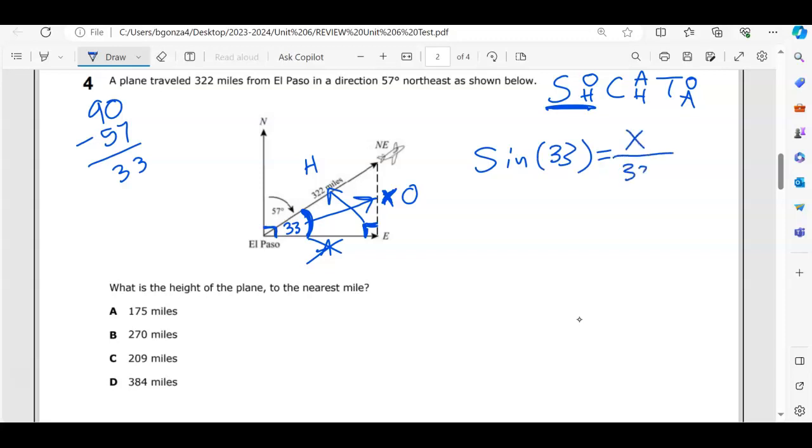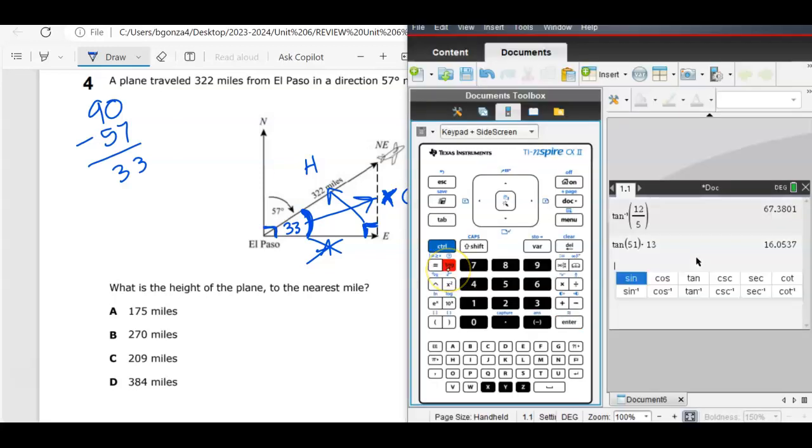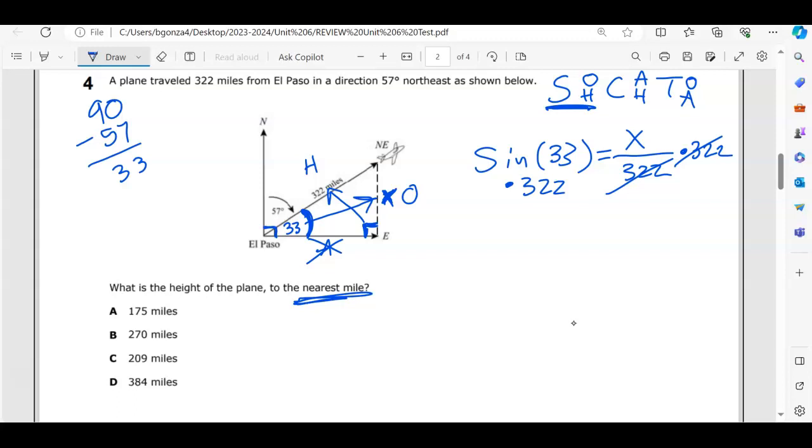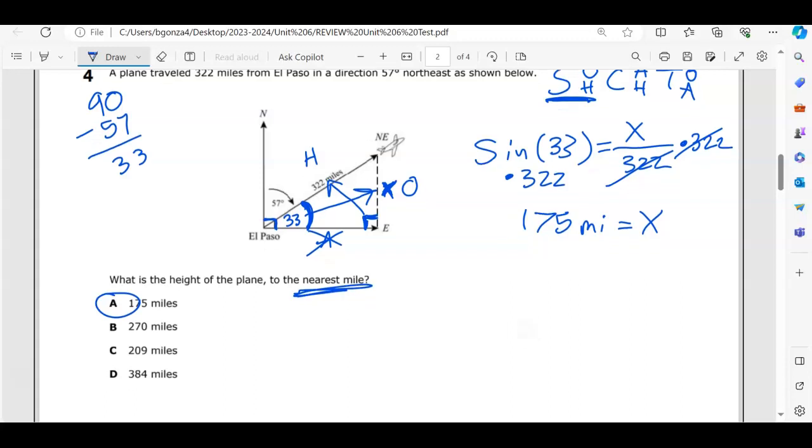X over 322. Okay. Now remember, when X is on top, to get rid of that dividing, you've got to multiply by 322 times 322. So sine 33 times 322. I get 175.37, to the nearest mile, it's about 175 miles. Cool. All right, number 4. Or sorry, that was number 4.